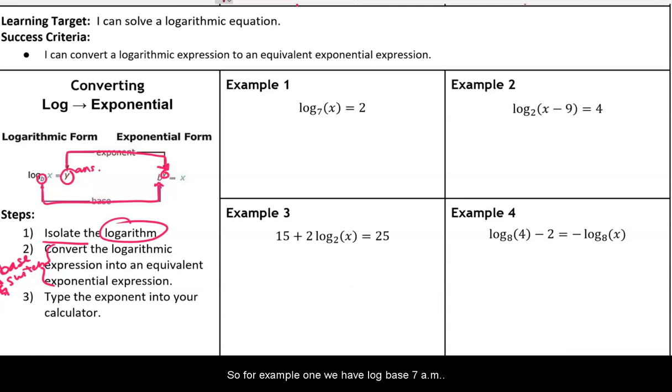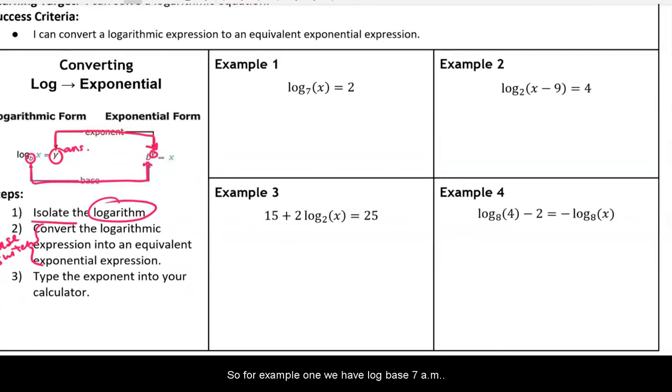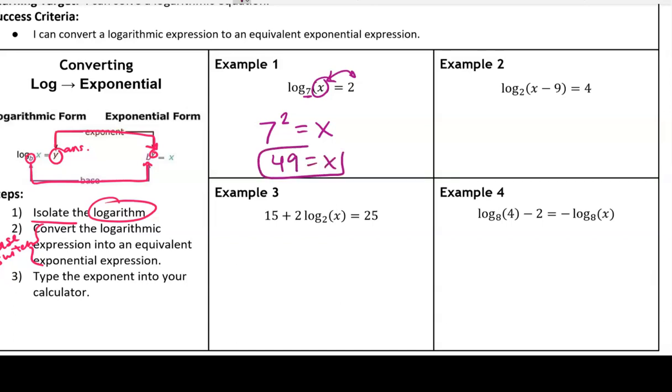Okay, so for example 1, we have log base 7 of x equals 2. So we're going to start with the base, and these two switch. So now we have 7 to the 2 equals x. Okay, 7 squared is 49, so x equals 49.